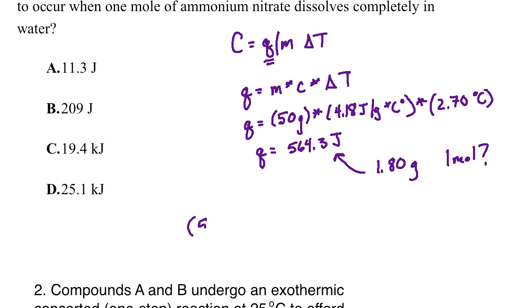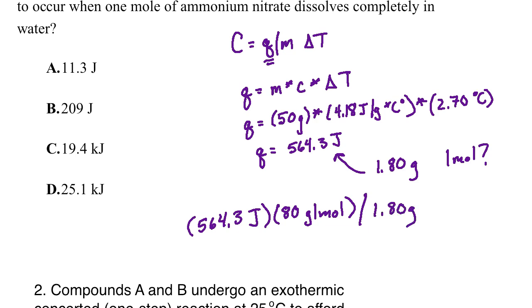Now, it's 564.3 joules, and we know that we have 80 grams per mole. And this would be divided by 1.8 grams, right? Because that's how many grams this value is associated with when we originally ran the 1.8 gram reaction. So if you solve for all of that in joules, you're going to come out with 25,080 joules. And that's joules per mole.